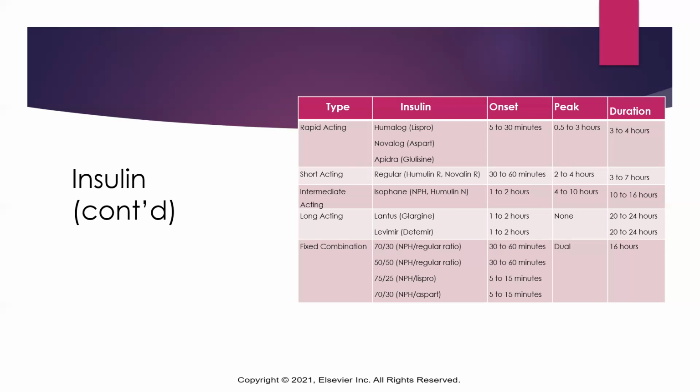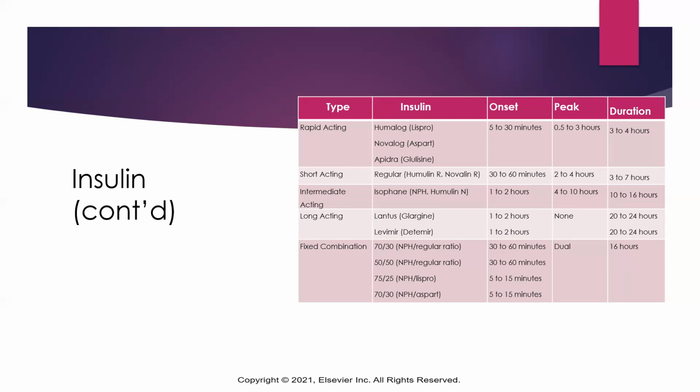Okay. So NPH is going to be our intermediate acting. So onset 1 to 2 hours. This one's going to peak from 4 to 10 hours and have a duration of 10 to 16. Then we're going to get into our long acting, so our Lantus or Glargine, and then Levemir or Detemir. These are going to take 1 to 2 hours to even kick in. We don't really have a peak because they're just going to have that slow, steady output for about 20 to 24 hours.